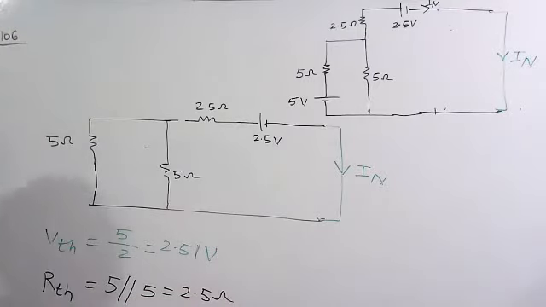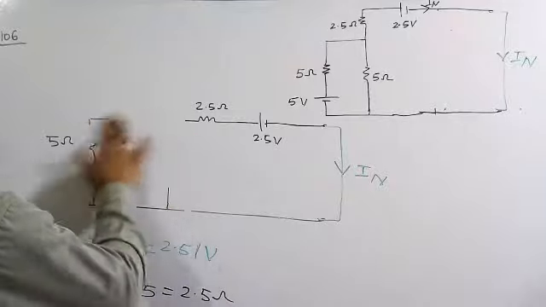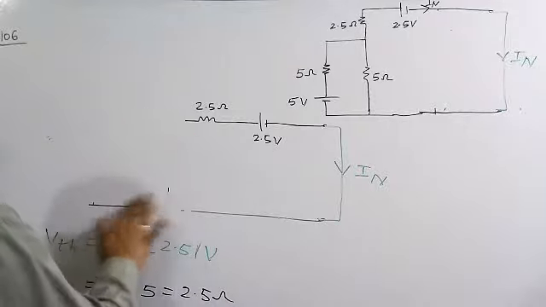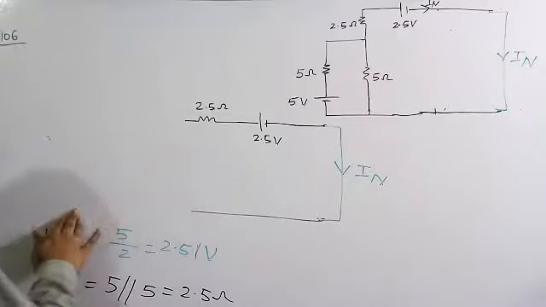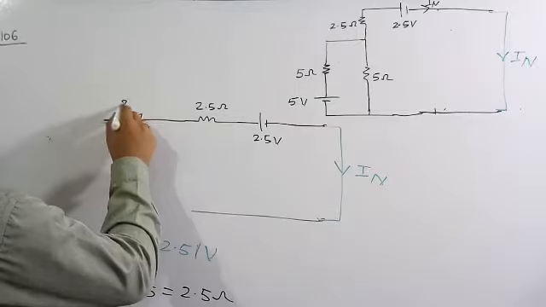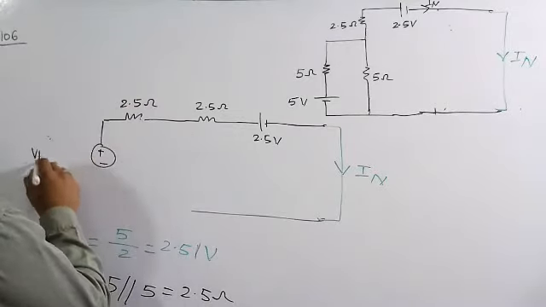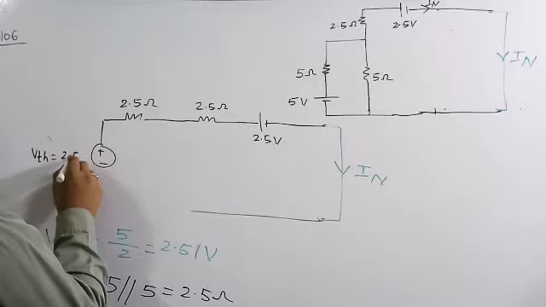So what I am going to do is replace this complex circuit with a simpler circuit of a Thevenin resistance and a Thevenin voltage. Now the circuit is simpler, like this is the Thevenin resistance. The Thevenin resistance is 2.5 ohm and the Thevenin voltage VTH is equal to 2.5 volt.